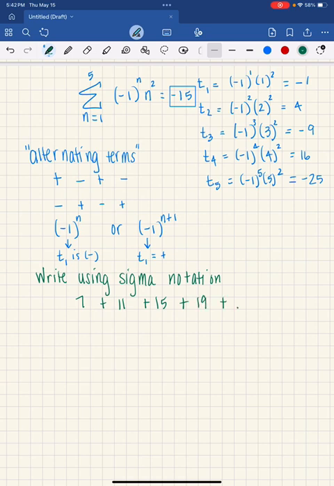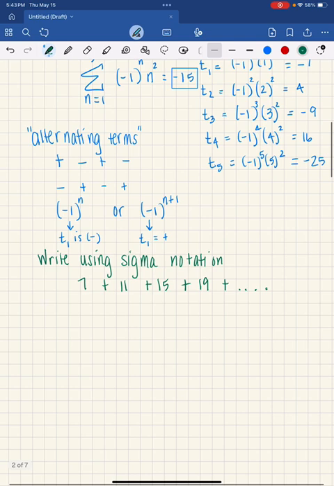I highly recommend you pause the video, try and figure it out on your own, and then come back and check. Okay. This is an arithmetic sequence. D is 4. My first term is 7. So the equation T sub n is going to be T sub 1 plus 4 times n minus 1, which is 4n plus 3. That's my equation.